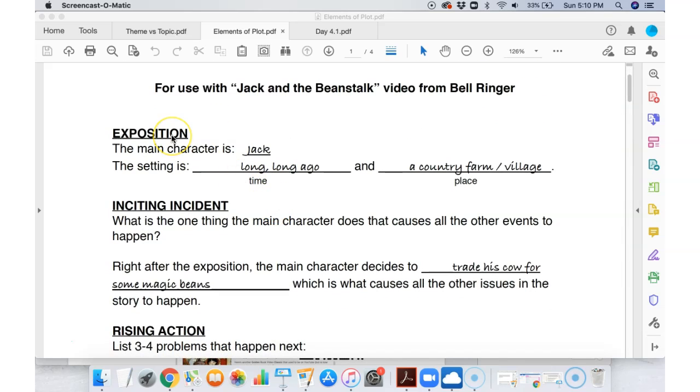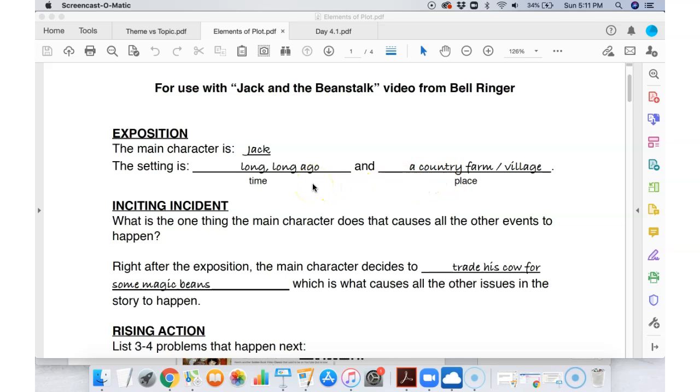Okay, exposition. That's the time and the place, right? The main character is, of course, Jack. The setting is, I just put long, long ago because in the video and in the storybook, it doesn't tell you exactly when. So I put long, long ago because we can tell by the images, by the descriptions, by the setting that it's not any time in our current memory. It's not like 5 years ago or 10 years ago. And we know that it's a country farm, or maybe a little village.